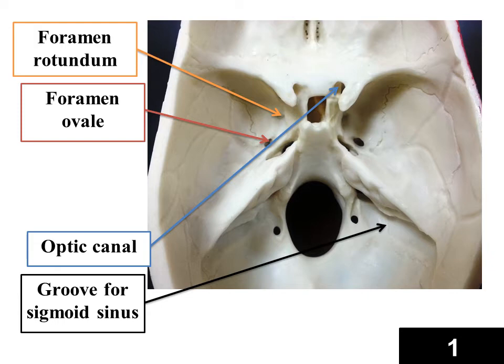You can see the foramen rotundum with the orange color arrow, and with the red color arrow foramen ovale. The blue color arrow shows the posterior opening of the optic canal, and inferiorly with the black arrow you can see the groove for sigmoid sinus, which begins from the base of the petrous and ends at the jugular foramen.